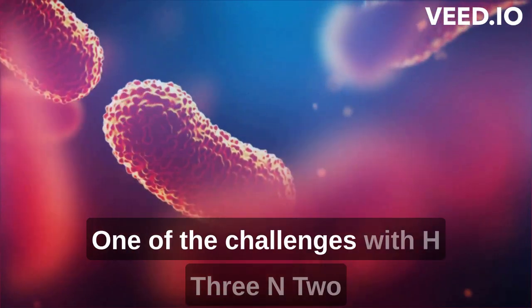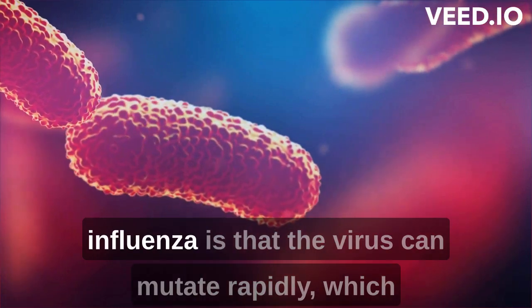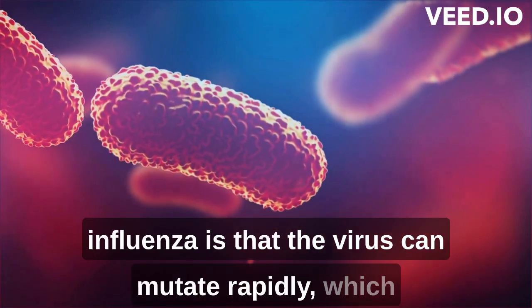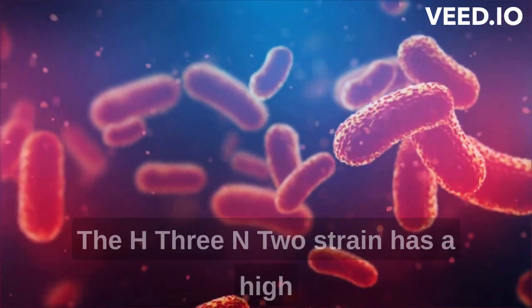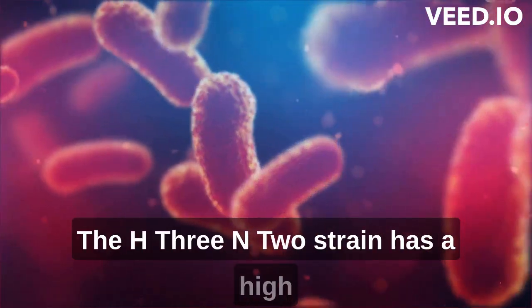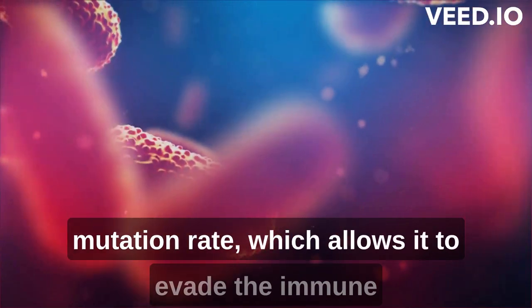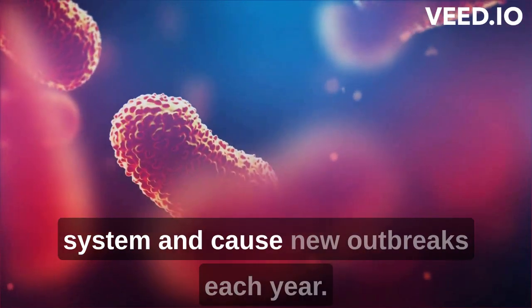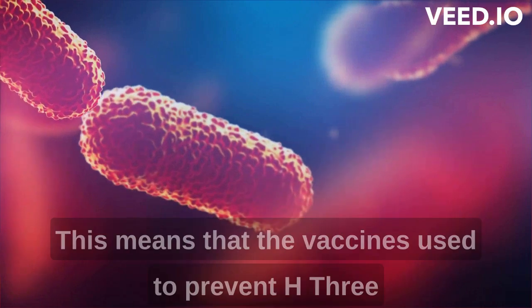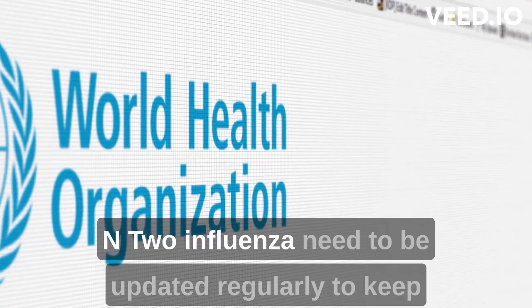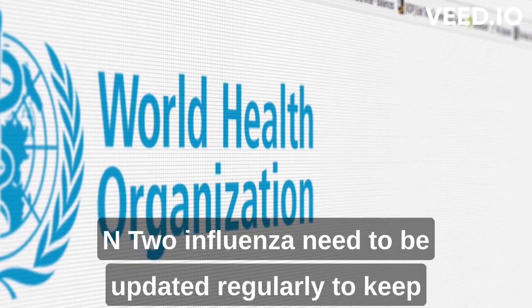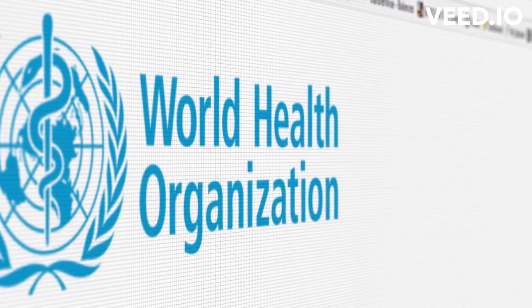One of the challenges with H3N2 influenza is that the virus can mutate rapidly, which can make it difficult to develop effective vaccines. The H3N2 strain has a high mutation rate, which allows it to evade the immune system and cause new outbreaks each year. This means that the vaccines used to prevent H3N2 influenza need to be updated regularly to keep up with the evolving strains of the virus.